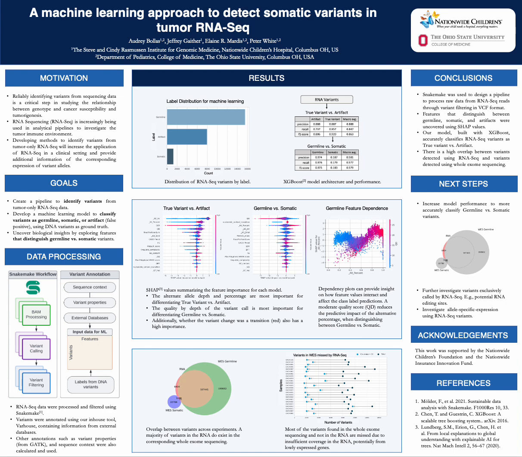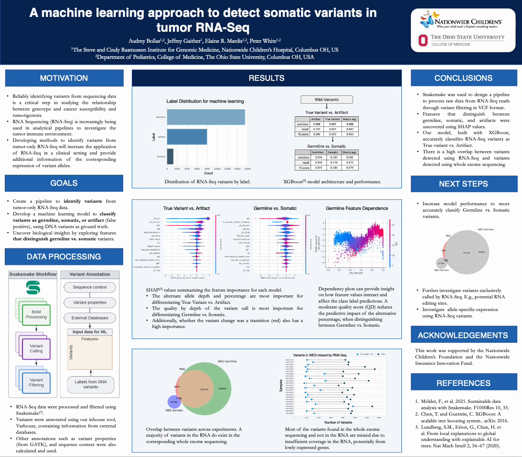So the data was processed using almost entirely a Snakemake workflow, from processing the BAM files all the way through variant filtering. Variants were then annotated using our in-house tool VARHouse, which contains information from external databases such as gnomAD allele frequencies, ClinVar significance values, and information from other databases such as effect prediction scores. Additionally, we calculated sequence context features, such as the surrounding context of the variant, and then other variant properties were used, which we got from GATK, which is the software we used to call the variants.